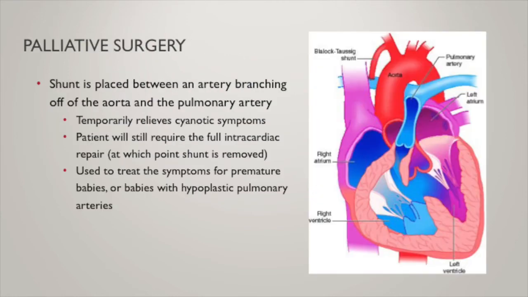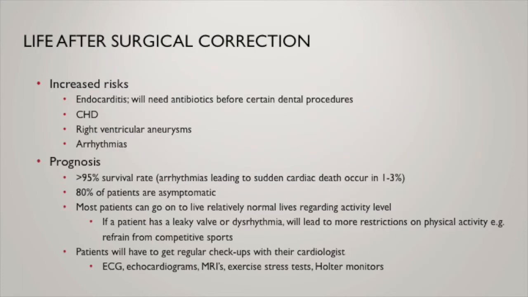Sometimes doctors opt for a temporary shunt surgery if a patient is born premature and/or they have hypoplastic pulmonary arteries that cannot withstand the stress of open heart surgery. A shunt is placed from the aorta to the pulmonary artery to increase the pulmonary circulation so that the oxygen level of the blood is higher. This decreases the cyanotic symptoms until the heart is developed enough for the full intracardiac repair.